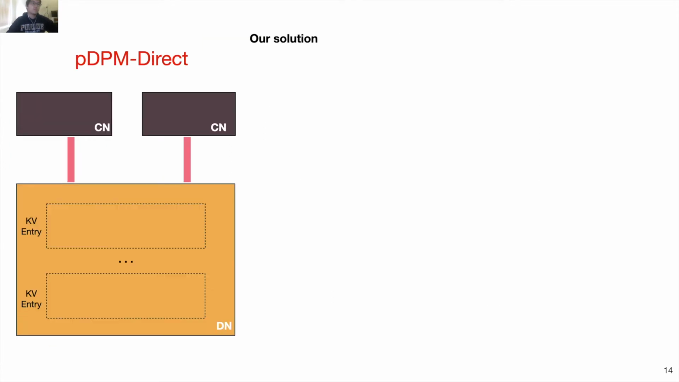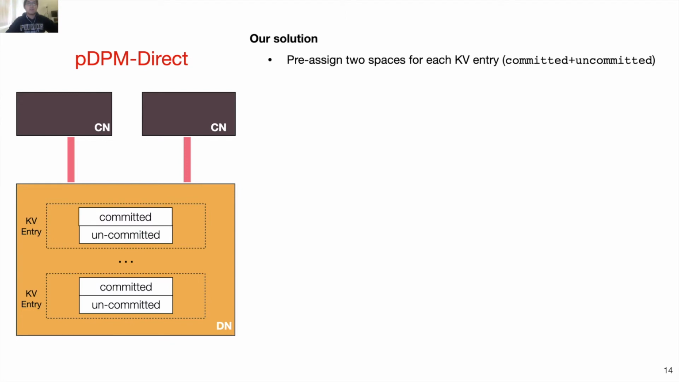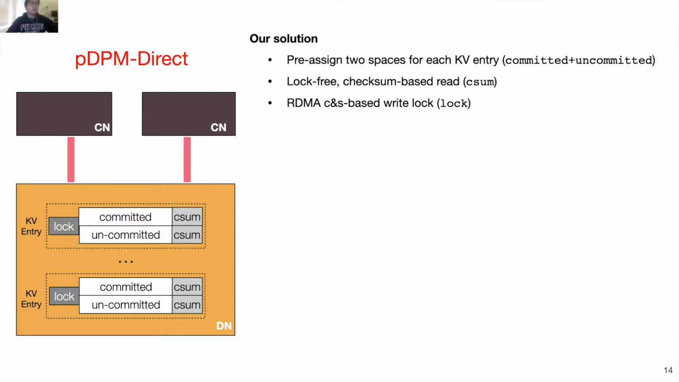Our solution to space management is to pre-assign two spaces for each key entry, one committed space for reads and one uncommitted space for in-flight writes. By pre-assigning static spaces that are accessible by all CNs, we avoid the need to coordinate space allocation and deallocation at runtime. In addition, we introduce a lock-free read to ensure reader integrity with help of a per-entry checksum. Finally, we introduce an efficient RDMA-based write lock for concurrent writers.